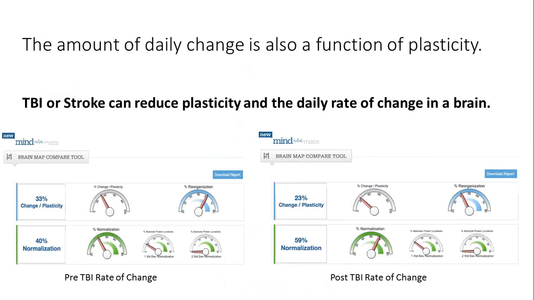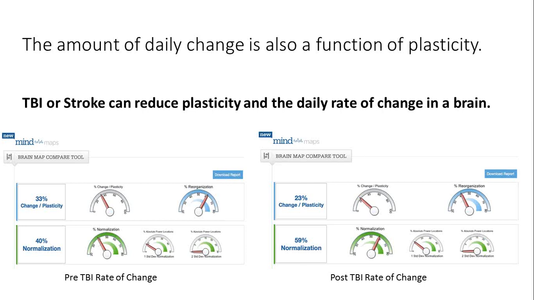The amount of daily change is also a function of plasticity. As we said, a TBI or a stroke can reduce plasticity and the daily rate of change in the brain. So here's a pre-TBI rate of change. We're seeing 33% in that case, and 40% normalization. Okay, that was a good pre-post map. We've done a good job training these people. Those are good figures, 33 and 40. And then we look at the post rate of change, 23%. We did a pre-post map there, and their rate of change dropped down to 23%. Normalization was up. Again, that may be due to reductions in anxiety and increases in depression. So that's an interesting conundrum.